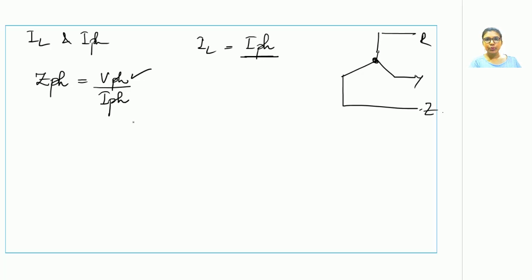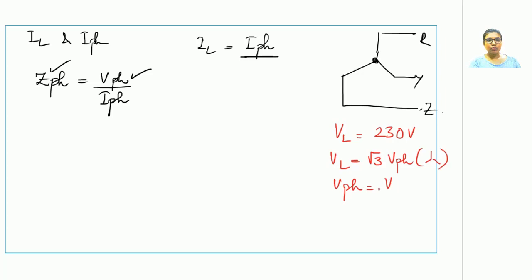Is the value of V phase known to us? Not yet. Is the value of Z phase known to us? Yes. So first, let us find out the value of V phase, then we can find out the value of I phase. So what was given to us in the question? The value of VL was mentioned as 230 volts. For a star connection, VL is equal to √3 times V phase. So V phase would come out to be VL upon √3. Upon substituting this value, one obtains V phase as 132.79 volts.